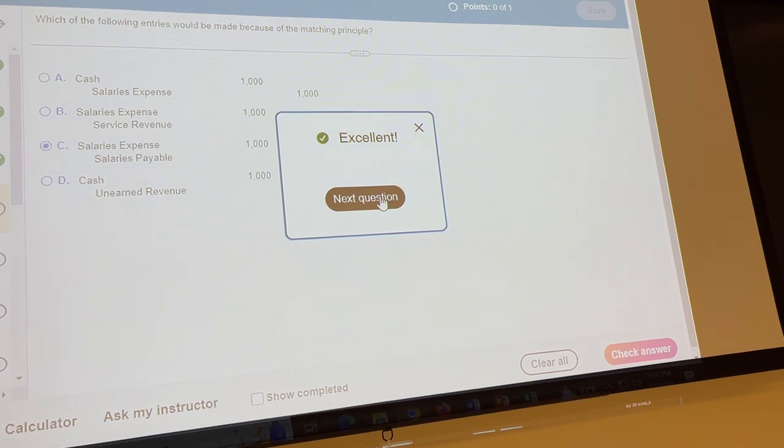Remember that adjusting entries never involve a cash account, so you could rule out those two possibilities to begin with, and then it wouldn't really make sense for there to be an expense account and a revenue account involved. Adjusting journal entries always involve an income statement account and a balance sheet account, but never the cash account, so the only thing here that could possibly be an adjusting journal entry is the one that we selected there, C.